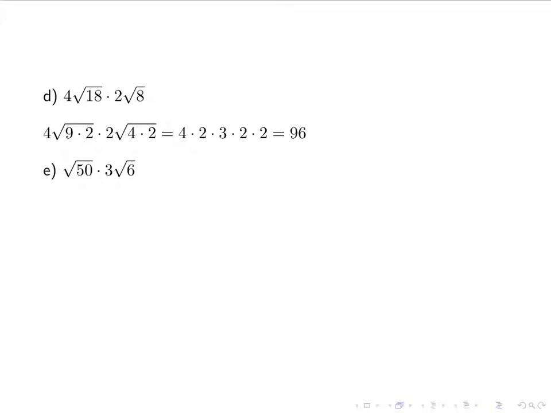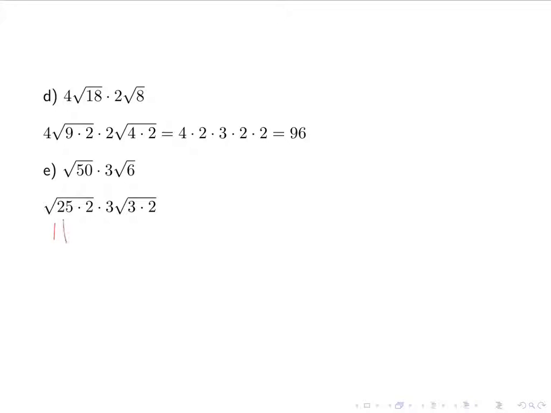So let's try another one. Root 50 times 3 root 6. Okay, so again, I don't want to have to multiply 50 by 6 and then look for square factors. So instead, I'm going to factor my 50 into 25 and 2, and then realize that 6 also has a 2. So I end up with root 25 times 2 times 3 times root 3 times 2.